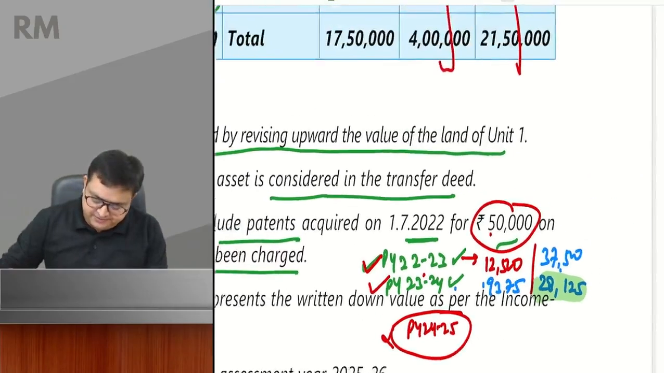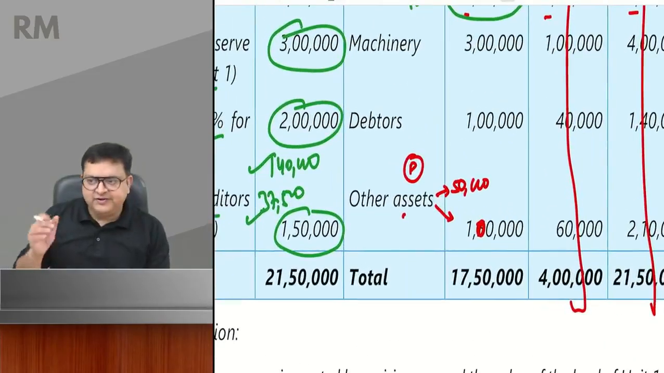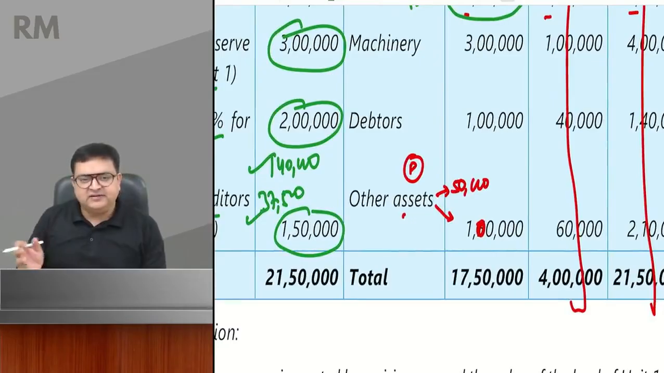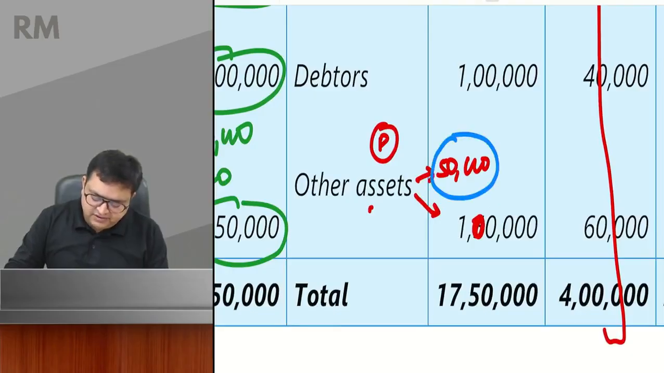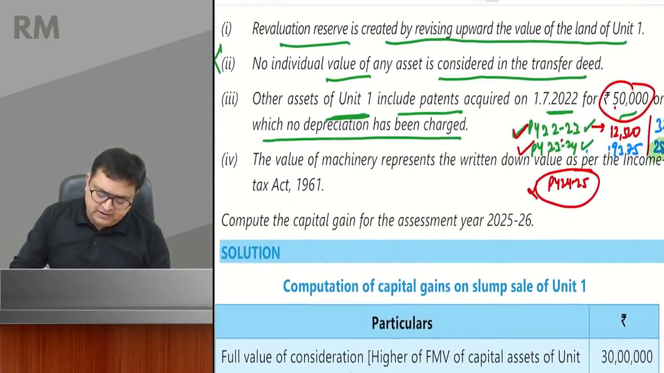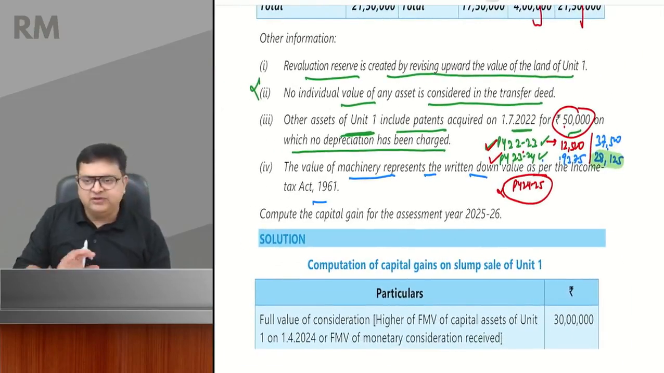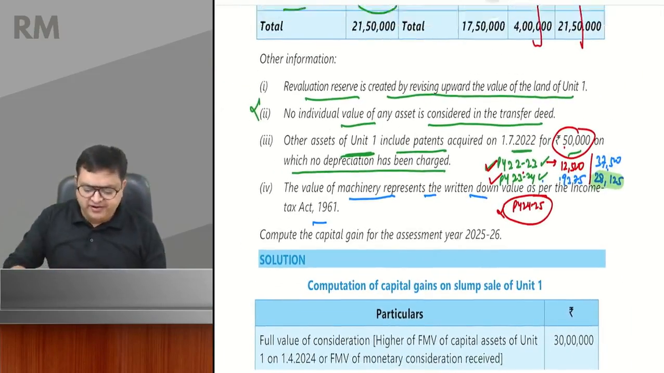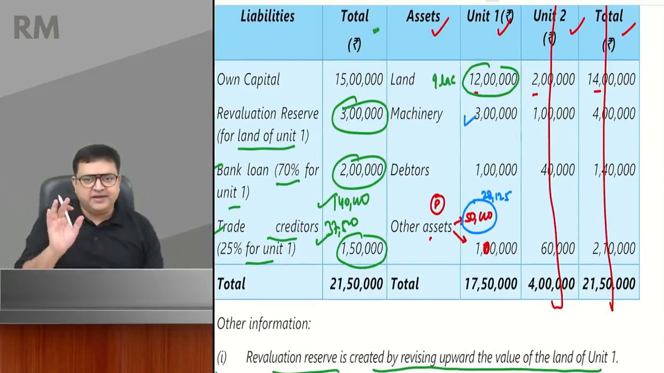See, other assets include 50,000 patents and 1 lakh other assets. 1 lakh other assets, I have no issues, but I have issues with this. So I will take not 50,000 but 28,125. The value of the machinery represents the written down value as per the Income Tax Act. So value of the machinery has no problem. It shows the written down value, so we were computing the depreciation correctly.